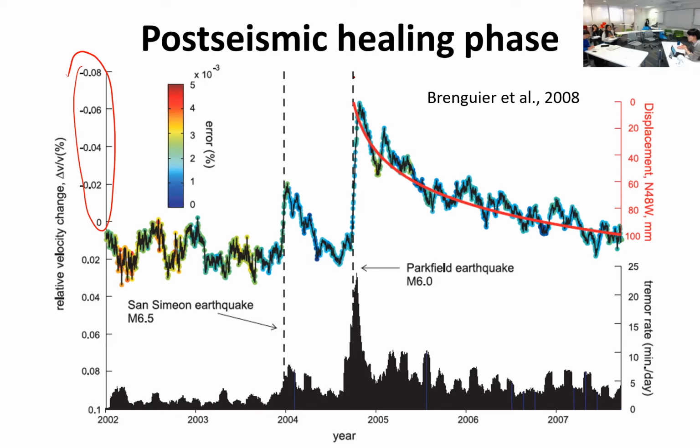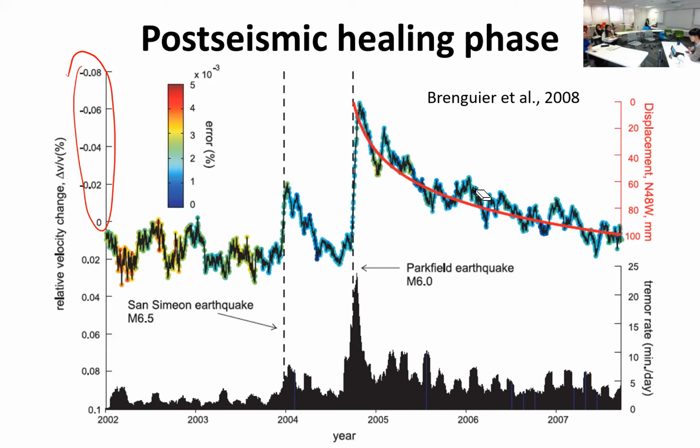And this is interpreted because of the co-seismic rupture, again, opening up space to allow for motion and then change of the material properties across the fault zone. And then afterwards, you're having this healing phase. There's a healing phase that is nicely correlated with the red line.